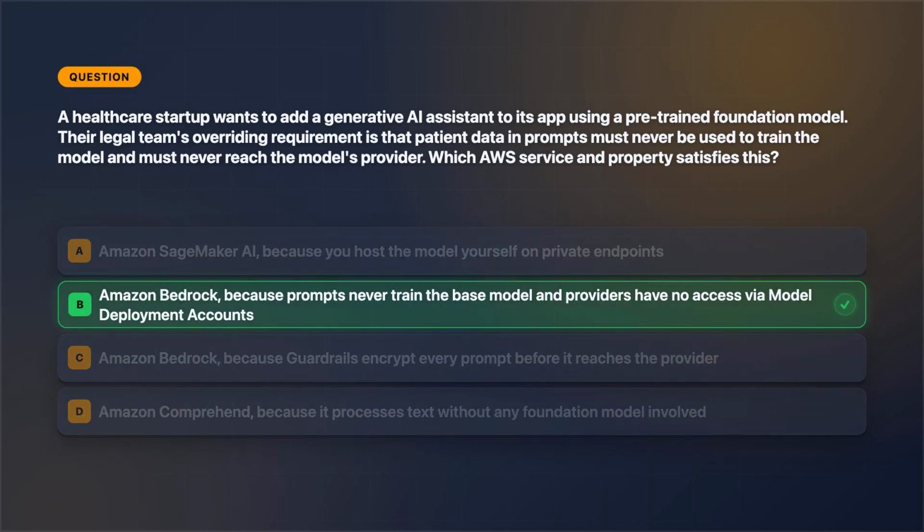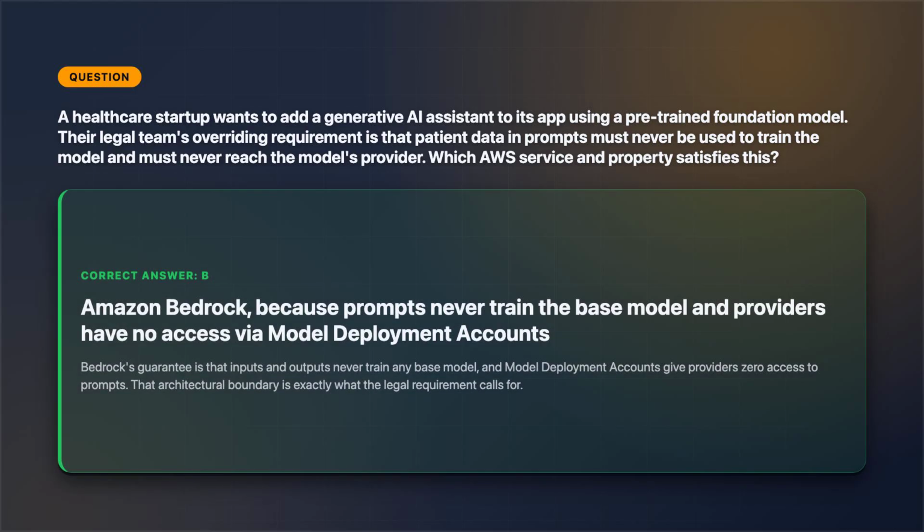The right call here is B. Bedrock's guarantee is that your inputs and outputs never train any base model, and the model deployment account architecture means the provider has no access to your prompts at all. Option C names the wrong mechanism. It's account isolation, not Guardrails encryption, that enforces this.